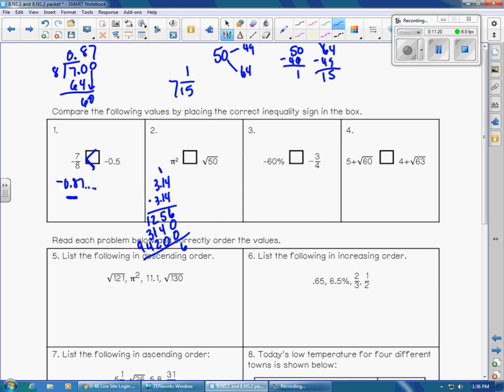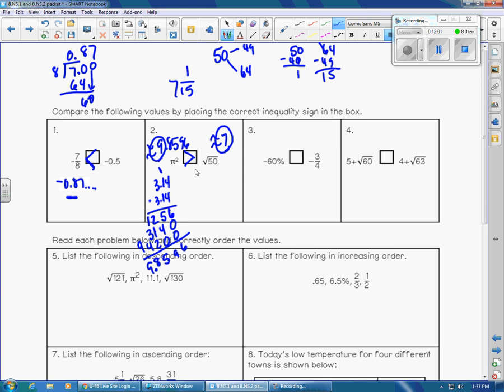6, 9, 5, 8, 9. And I've got 1, 2, 3, 4 decimal places, so it's 9.8596 approximately. And this one is approximately 7 and 1/15. Although 1/15 is not in decimal form, I can compare my first numbers out here, and I know 9 is greater than 7, so I can say pi to the second power is greater than the square root of 50.